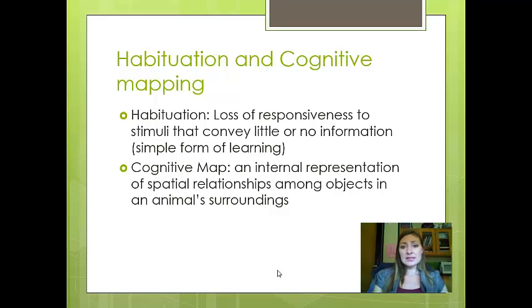Cognitive mapping is an internal representation of spatial relationships among objects in an animal's surroundings. When you are in your room in the middle of the night and you have to get up to go to the bathroom, you do not need to turn the lights on because in your mind you have a spatial map of everything in your room for the most part. So you know where to walk so that you don't run into your dresser and you don't run into the end of your bed. This is cognitive mapping.